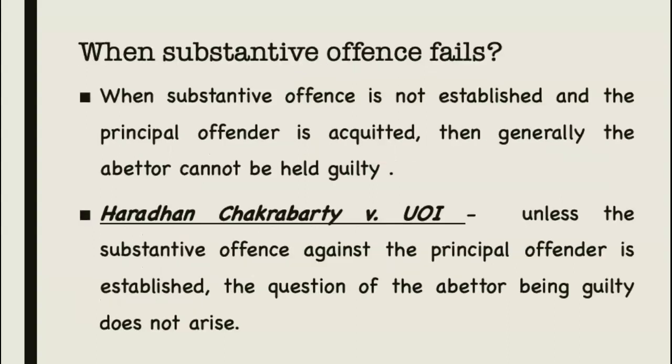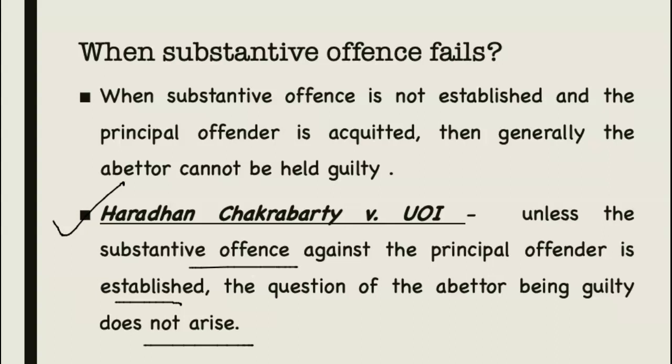Now, another very interesting question is, what happens when the substantive offense fails? Various rulings of the Supreme Court have held that when a substantive offense is not established and the principal offender is acquitted, then generally the abettor cannot be held guilty. There's one particular case I have stated, Haradhan Chakrabarti versus Union of India. In this case, the court stated, unless the substantive offense against the principal offender is established, the question of the abettor being guilty does not arise. However, this is not a strict position. It may change depending upon the case law itself.